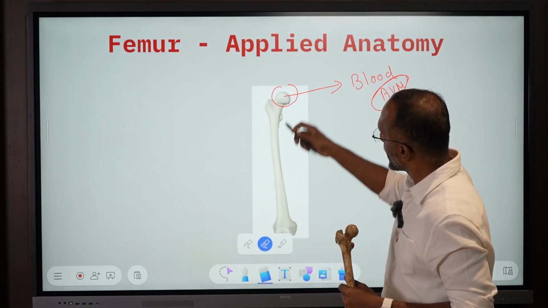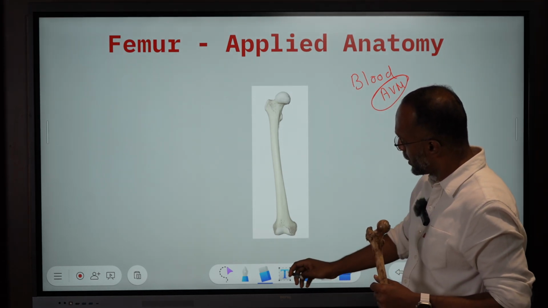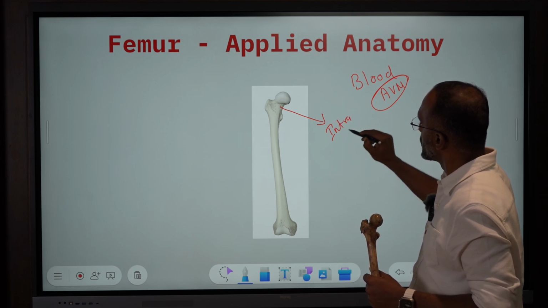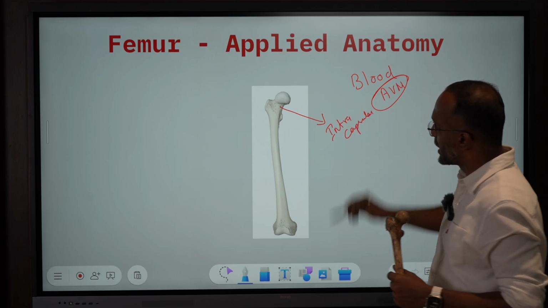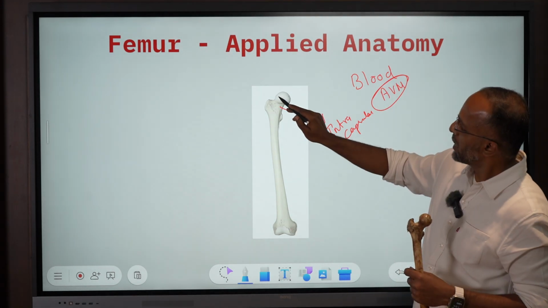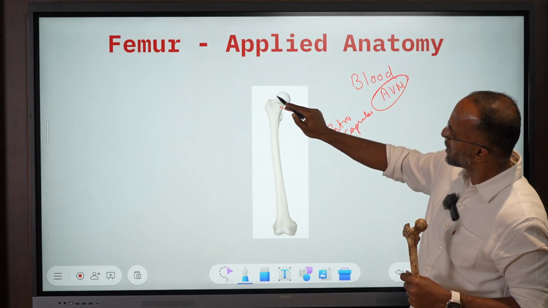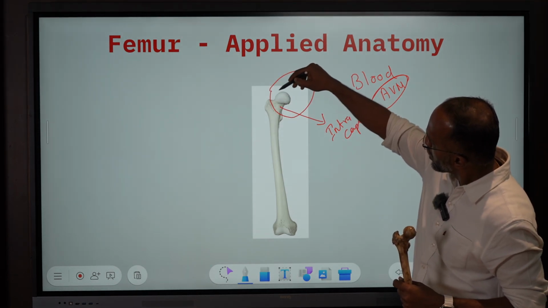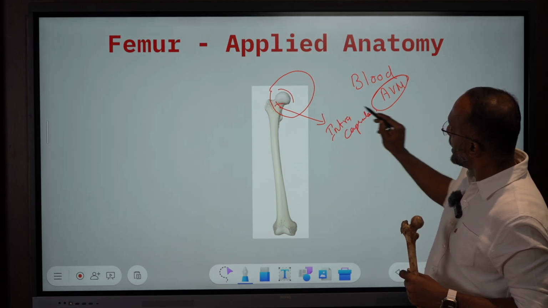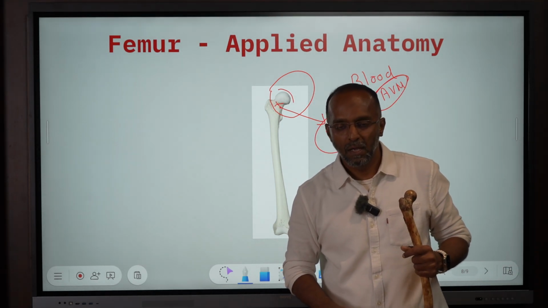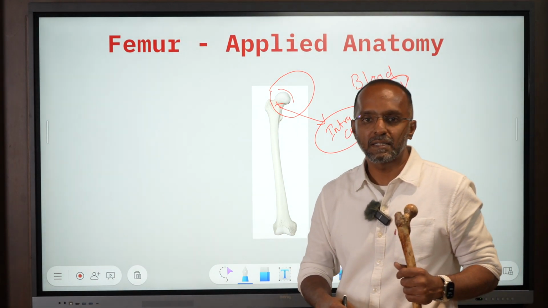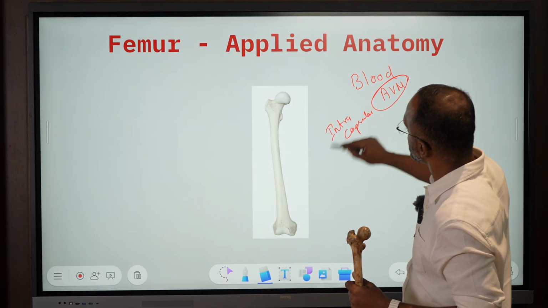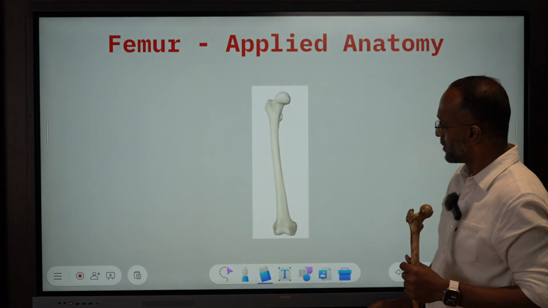Now next, coming for the neck. What is the applied anatomy for the neck of the femur? The neck of the femur is intracapsular. What do you mean by that? Any joint is covered by capsule. Normally in other joints the capsule ends at the level of the cartilage, but in hip joint the capsule covers the neck also along with the acetabulum. So neck of the femur is intracapsular, within the capsule of the joint, and this is the commonest place which fractures in old age, more than 60 to 65 years. Okay, this is for the neck of the femur.